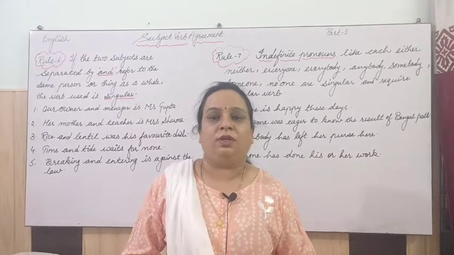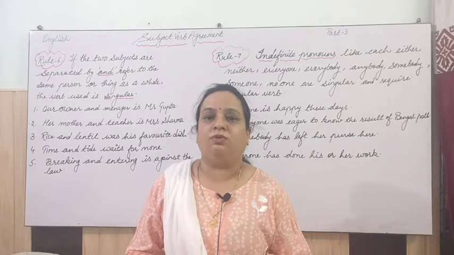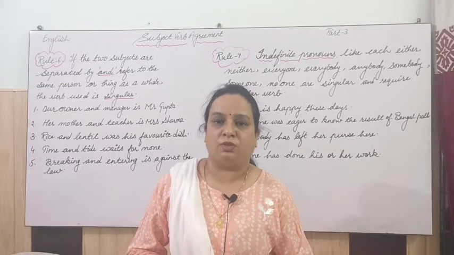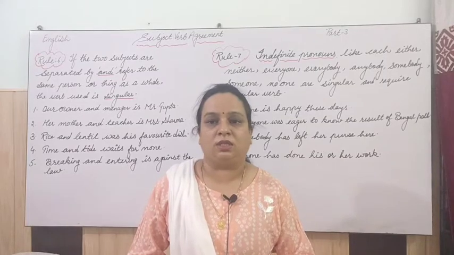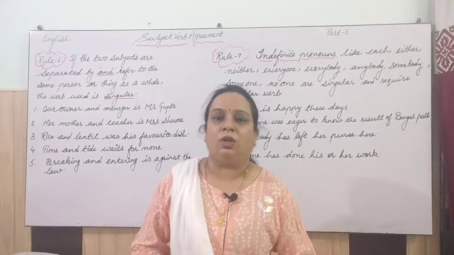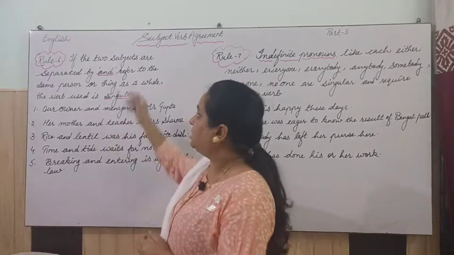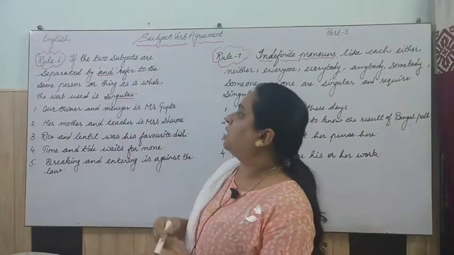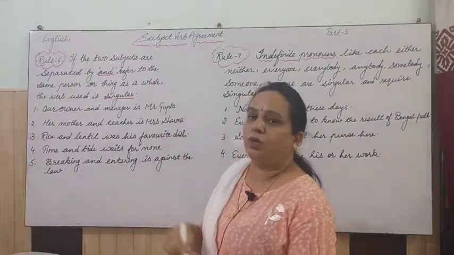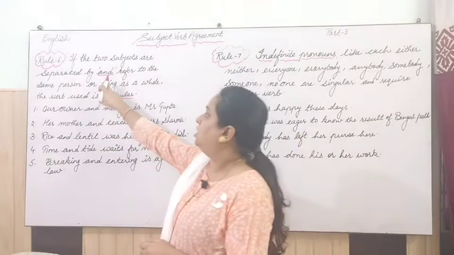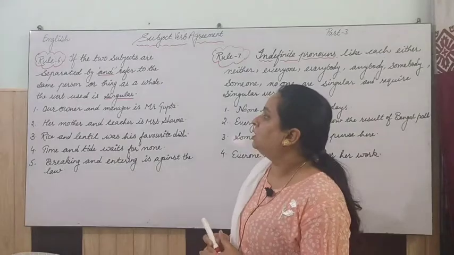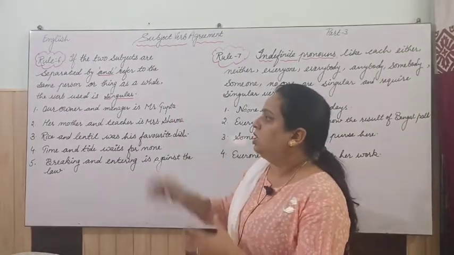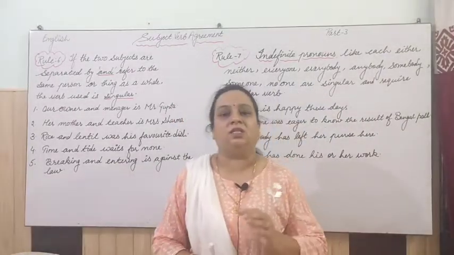We have covered 5 subject verb agreement rules in our previous videos. Today we are heading towards rule number 6. So let's see what rule number 6 is. Rule number 6 says if the two subjects are separated by "and", which word do you have to see here? The word "and". If it refers to the same person or thing as a whole, the verb used is singular.